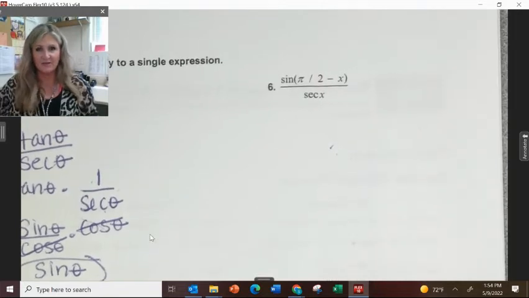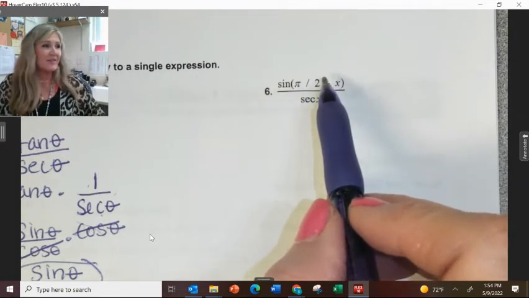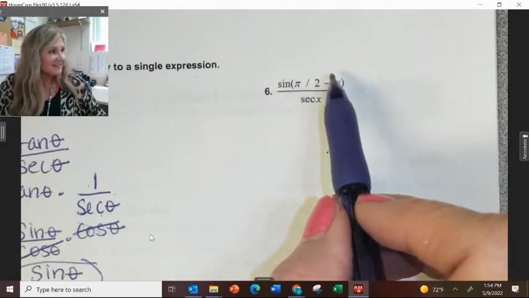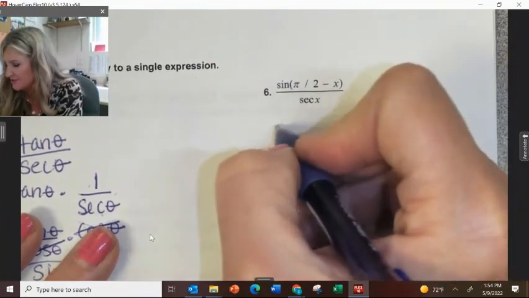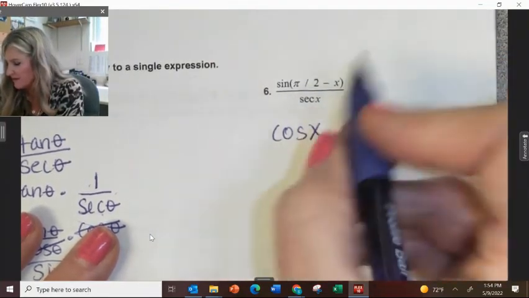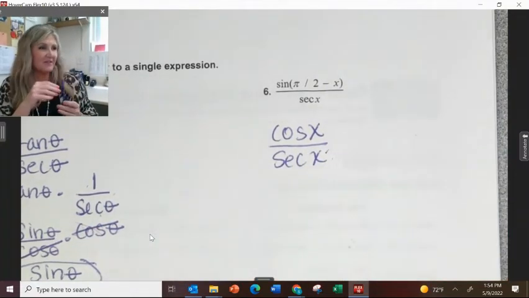All right, guys, this is our last one for today. The sine of pi over 2 minus x. Can you just remember without even looking at your paper what that is? Good. This is cosine x. And if this had been a theta, we would put cosine theta, but we have to match. So it's cosine theta, and over secant. Some of you may already know what this is. Right now we have two different trig expressions. We want a single trig expression.